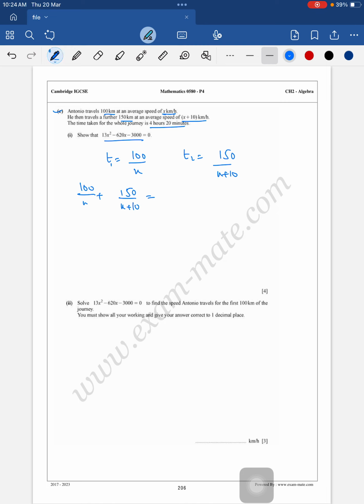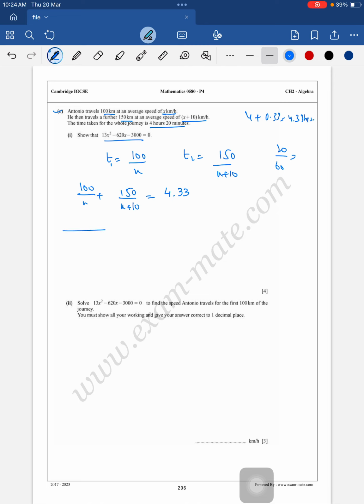That is 4 hours 20 minutes. I need to convert 20 minutes to hours. So 20 divided by 60. 20 divided by 60 is 0.33. So 4 plus 0.33 is 4.33 hours, right?